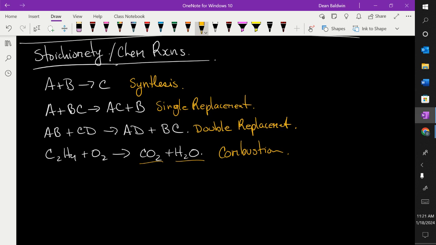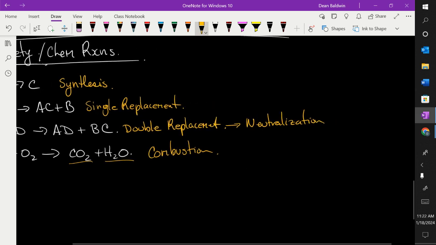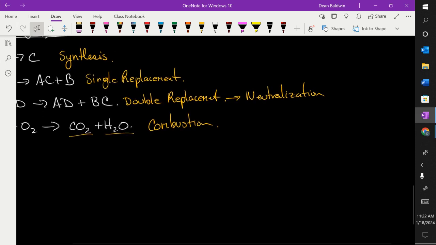There's a special type of double replacement that we talked about briefly. It's a neutralization, so it's still a double replacement. What is a neutralization? It's an acid and a base reacting. So if you have NaOH, let's do a simple one, plus HCl, one of the products of a neutralization is always water.